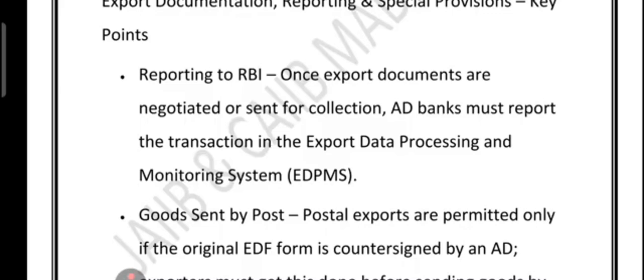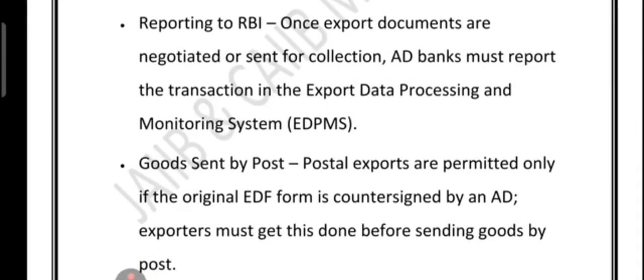So your bank, which is the exporting bank, right? Whenever export document are sent, they send the export document to your buyer bank. So what your bank will do? Your bank will send a report to the RBI through the EDPMS system. Think of it like an RBI master record for all export.